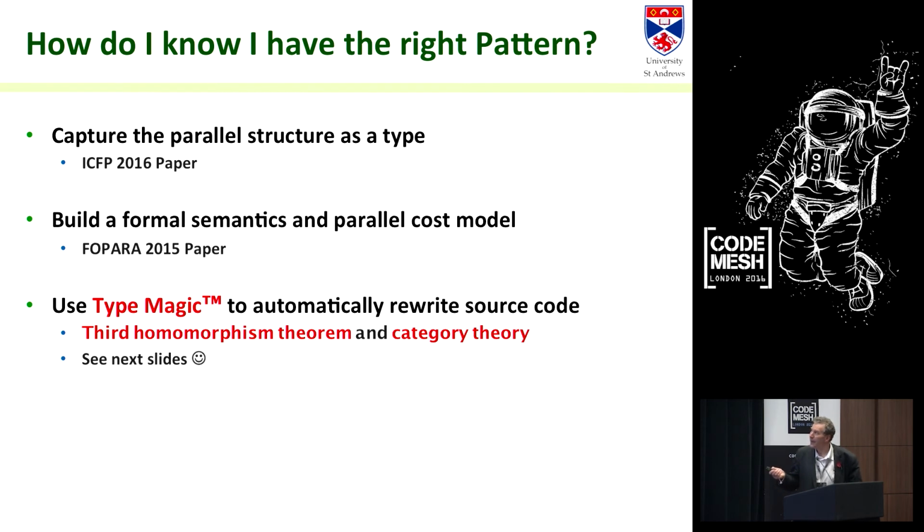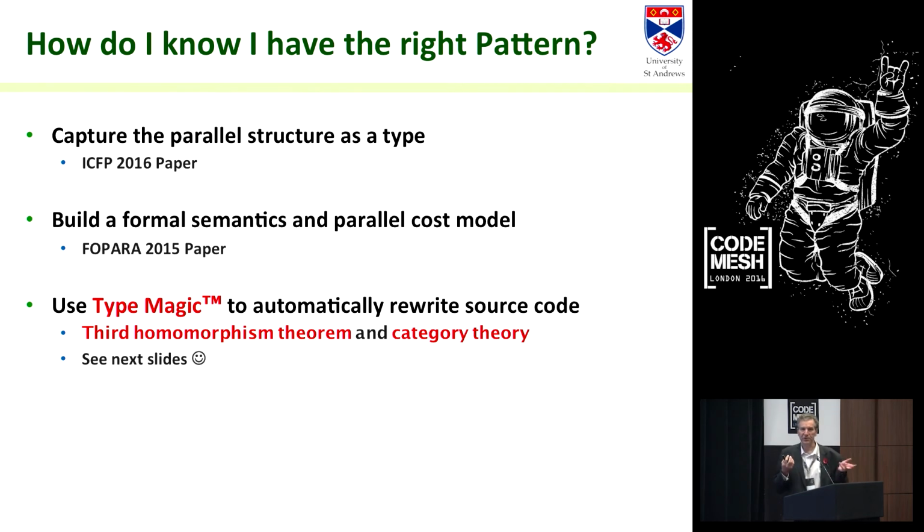Well, you can capture the parallel structure as a type, and there's a paper that we presented in October, that's last month, I guess now, in Japan, that tells you how to do that. So basically take your program, build some type, get a type for the structure, build a formal semantics and parallel cost model. We've got a paper that we wrote last year, which has just been published, that tells you how to do that. And then use some type magic to automatically rewrite the source code.